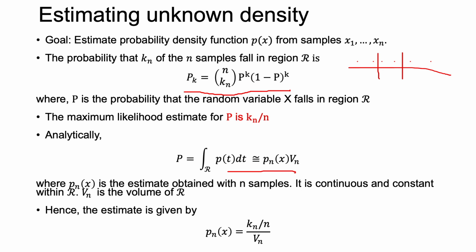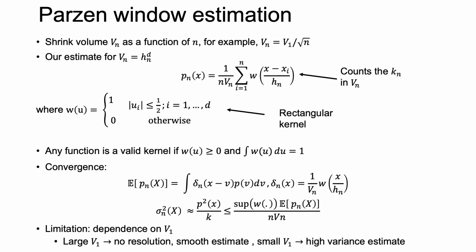There are two ways to achieve these conditions, and these two ways lead to our two methods, Parzen window and K nearest neighbor. The first way is to shrink volume V_n as a function of n, say V_n is equal to 1 upon square root of n. This method is known as Parzen window or kernel density estimation. Here we take a kernel which is defined as this. It is a rectangular function in d dimensions. Then this summation will give the number of points in the hypercube of length h_n around the sample x, and it will estimate our k_n value, and then our probability density estimate will be this k_n over n V_n.